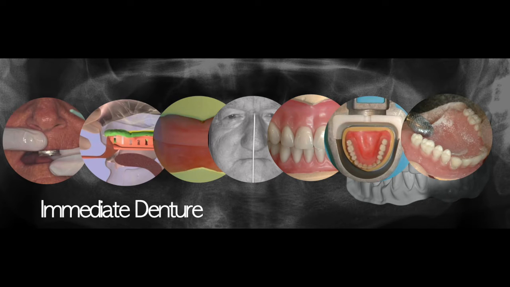In the past, conventional immediate denture required multiple visits. So these are the steps: preliminary impression, custom tray border molding, the wax trim phase, try-in, and flasking to make the denture. So these are the conventional prosthesis fabrication methods.